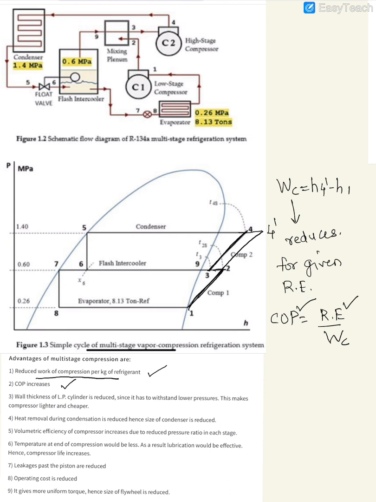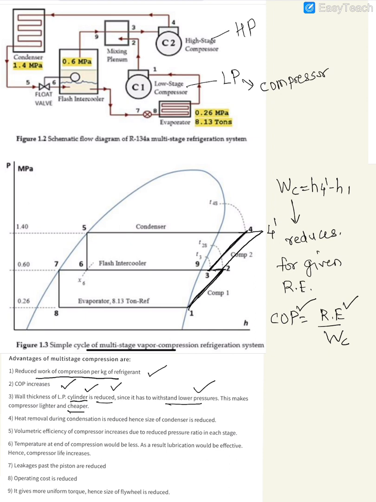The third advantage is about the dimensions of the cylinder. The cylinder of the compressor, if it is a single stage, then you need to make a sturdy compressor. But if you are doing it in two stages, then there is a low pressure compressor and a high pressure compressor. So the low pressure compressor need not be very sturdy. The thickness of the walls could be reduced because the pressures itself are low. So this makes the compressor cheaper and lighter.